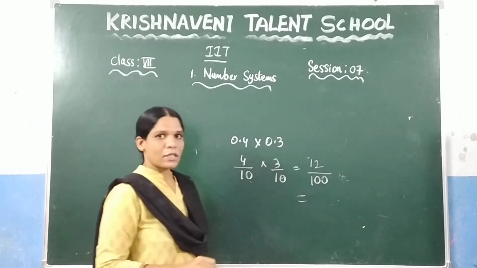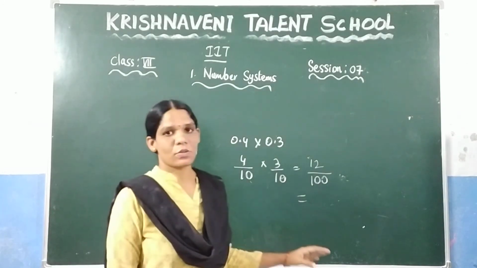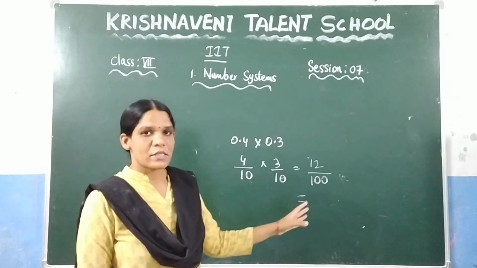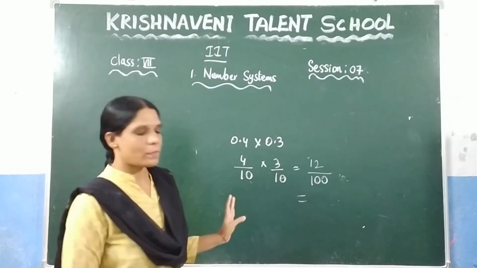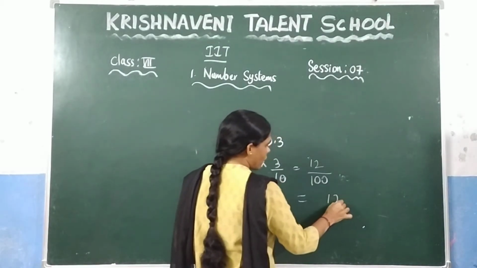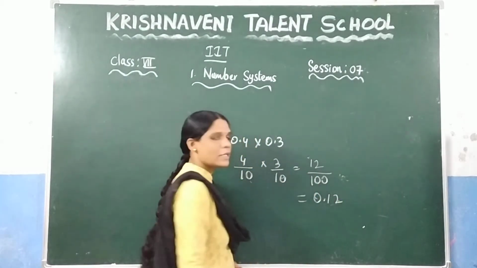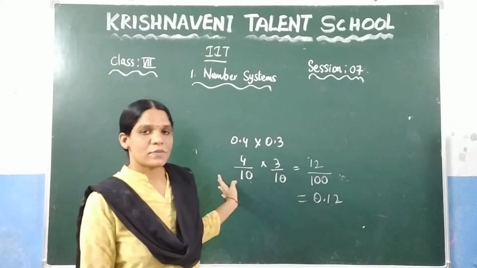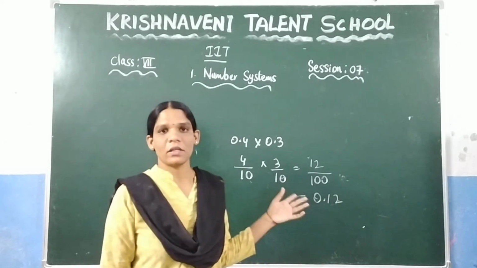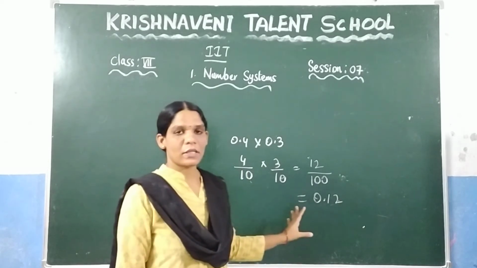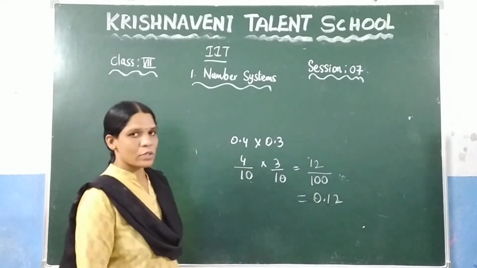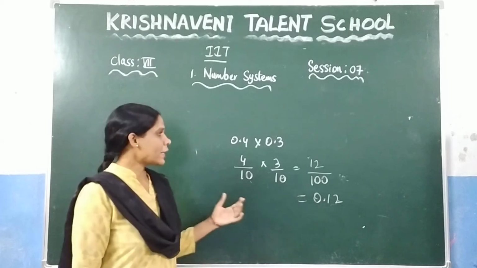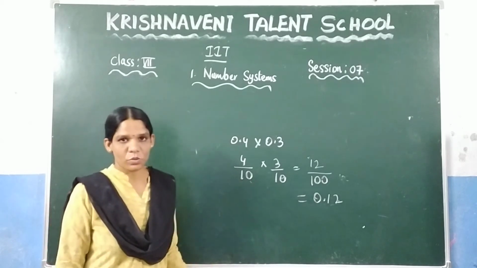Now here check in the denominator how many zeros are there. Since in the denominator 2 zeros are there, in the numerator starting from the right count 2 numbers. So here 12 is there, 1, 2, before that you need to keep the decimal point. The same answer we got like this also. You can convert this one to fractions, or you can forget the decimal point and multiply the numbers. In any of the ways, you can calculate the product of the two decimal numbers.